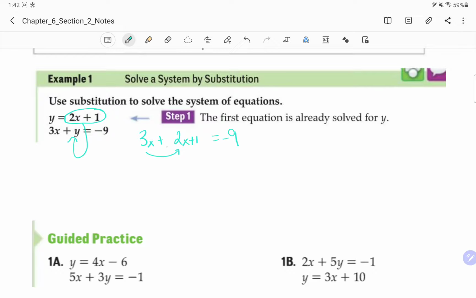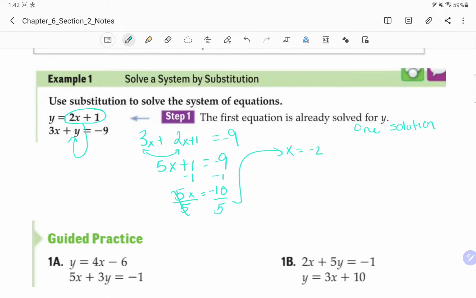And get your like terms together. 3x plus 2x is 5x, plus 1 is equal to -9. Solve for this, subtract 1, 5x is equal to -10. Divide both sides by 5, and you'll get that x is equal to -2. All right, so for this system of equations, you know it's a one solution because you got an x value.